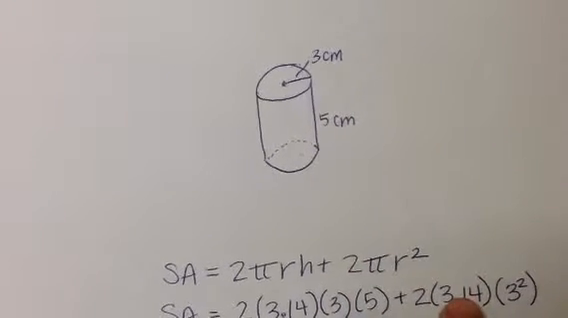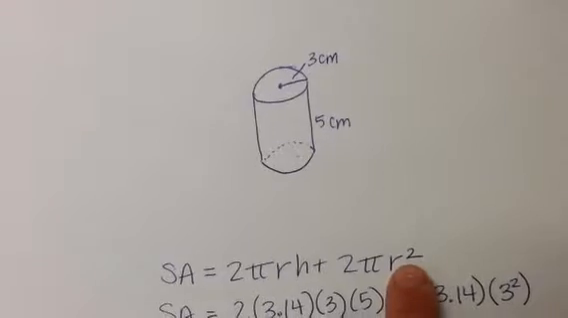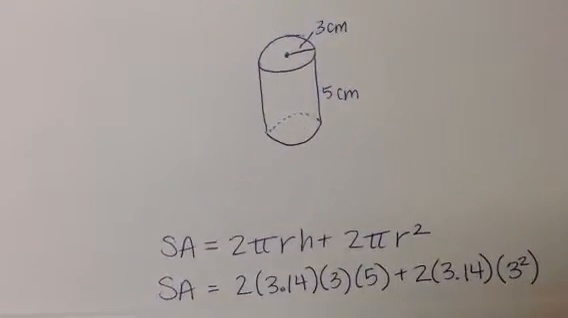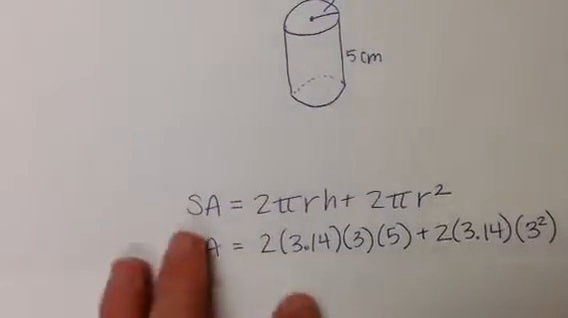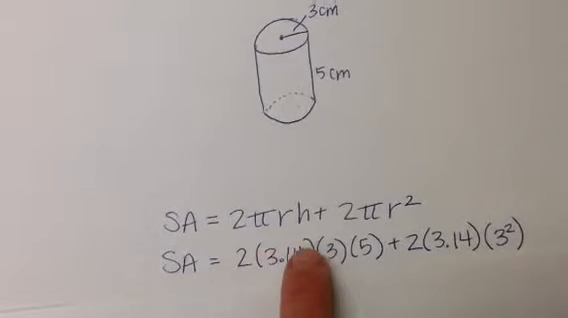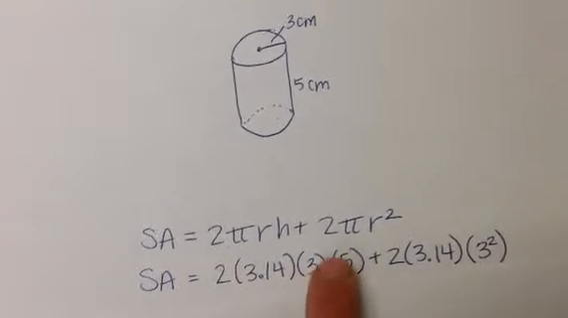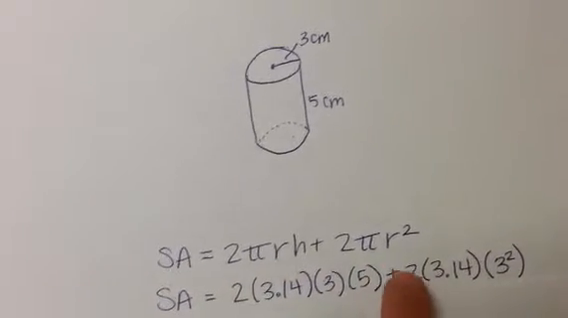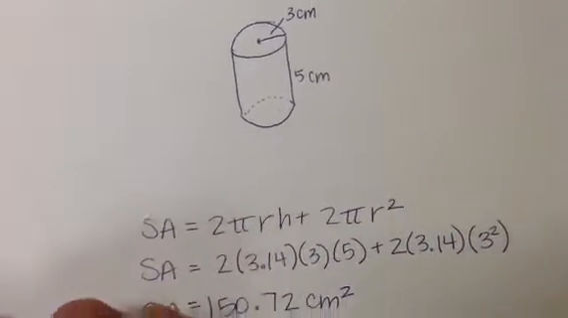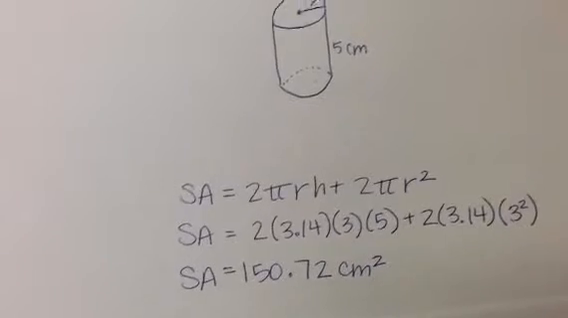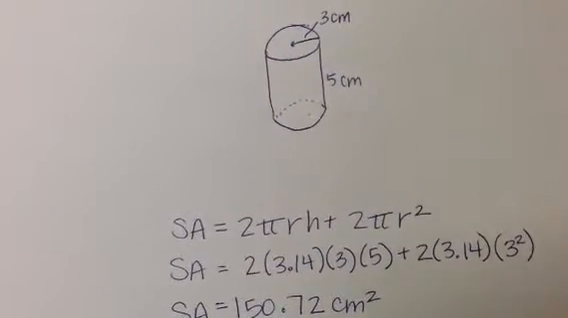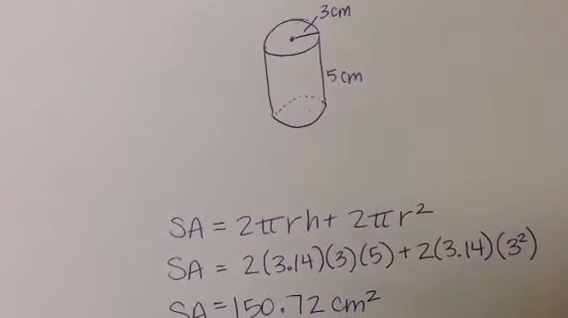Pi is 3.14, r was radius, and that was 3, so I've got 3 squared. You can type all of that in your calculator. You don't need parentheses. Remember, it's just 2 times 3.14 times 3 times 5 plus 2 times 3.14 times 3 squared. And you end up getting 150.72. It's area, so your unit is centimeters squared.